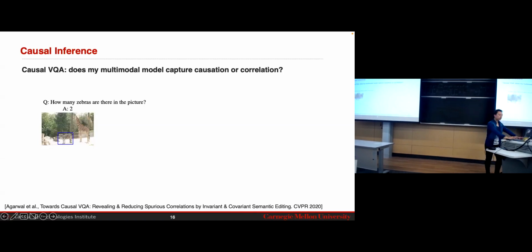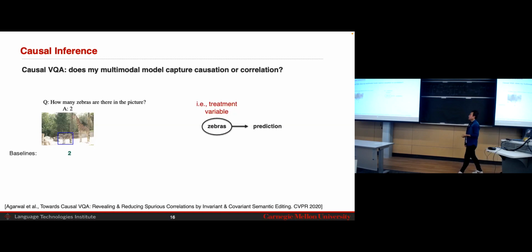If you have a question answering data set like this and asking how many zebras are in the picture, and the model happens to give you the correct answer 2, you might ask, is the model actually picking up the treatment variable, actually counting the number of zebras, or is it just picking up some spurious correlation because of the fact that you're asking about zebras in plural is most likely number 2.